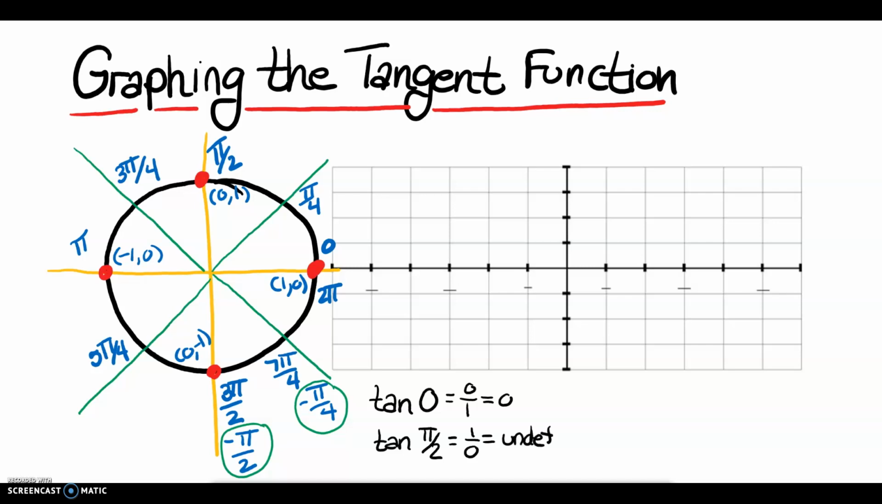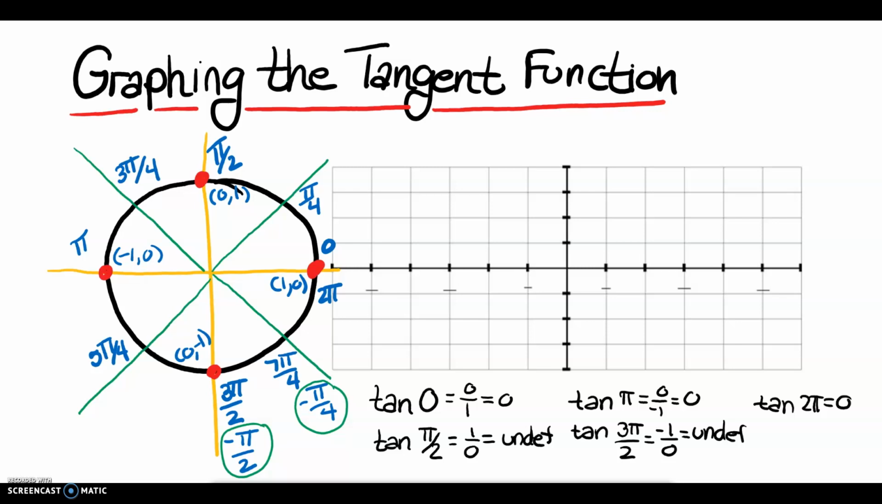Well, that's an issue for us because we can't really graph something that's undefined. So we're going to come back to that in just a second after we finish all of our quadrantal angles here. The tangent of pi is going to be 0 over -1, so it's going to be 0. The tangent of 3 pi over 2 is going to be -1 over 0, so that is also going to be undefined. And then when we come back to 2 pi, the tangent of 2 pi is the same as the tangent of 0 because they're coterminal angles, so we get 0 again.